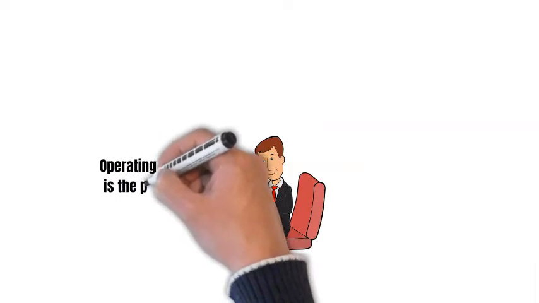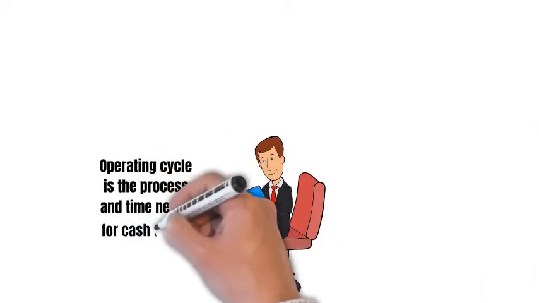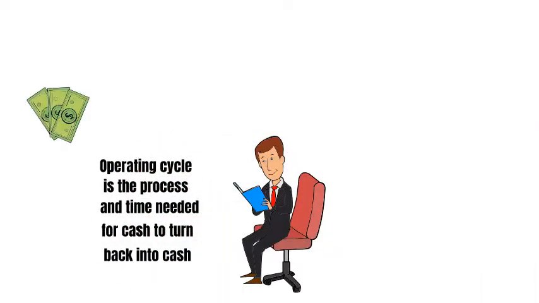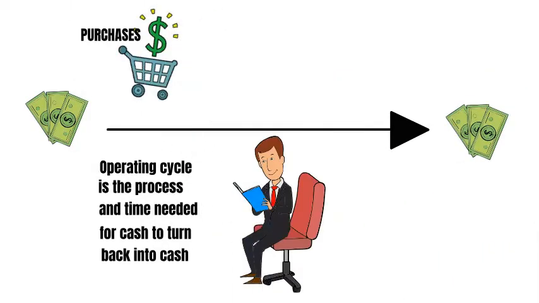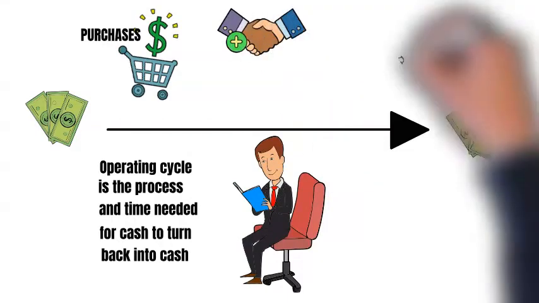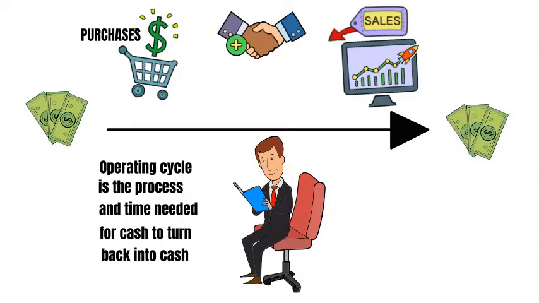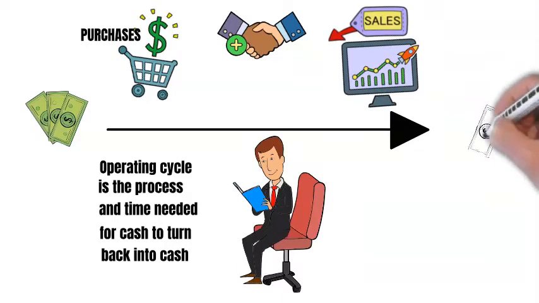Operating cycle is the process and time needed for cash to turn back to cash. It means you use cash to generate cash. In the operating cycle, you use cash to purchase inventory, then you sell the inventory and the customer will pay either cash or accounts receivable. If accounts receivable, then you will collect, and finally it will turn back into cash.